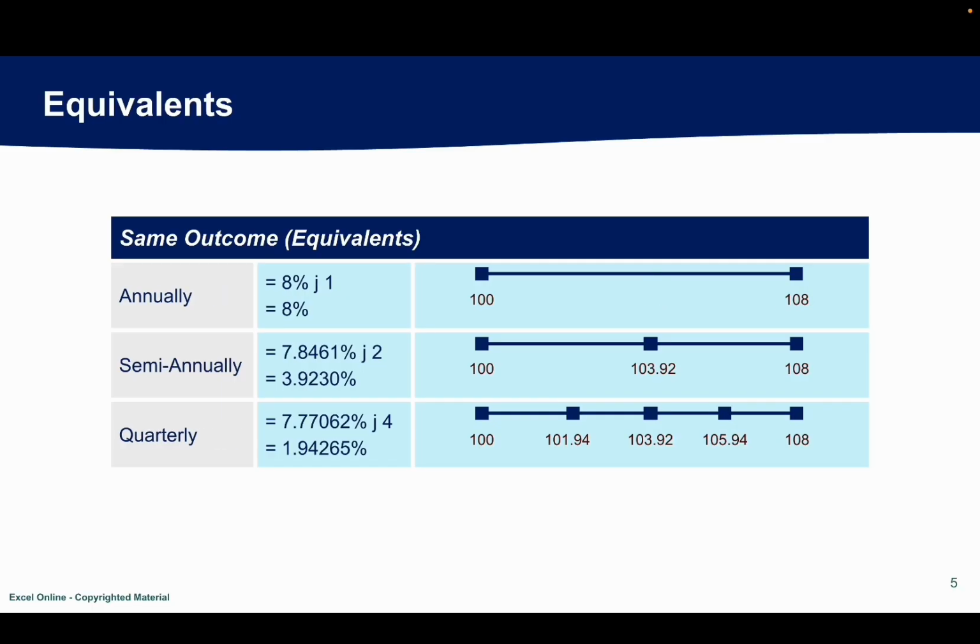Now on this slide, we have rates that are different and they have different compounding frequencies. But we can see that all the FVs are equal. Therefore, we say these rates are equivalent. They are basically the same.